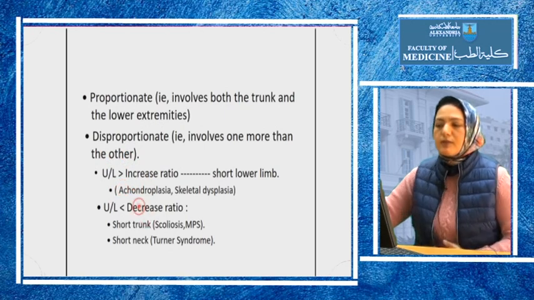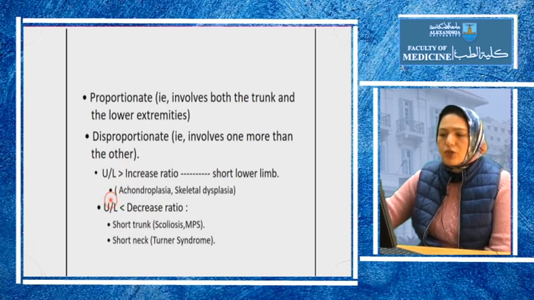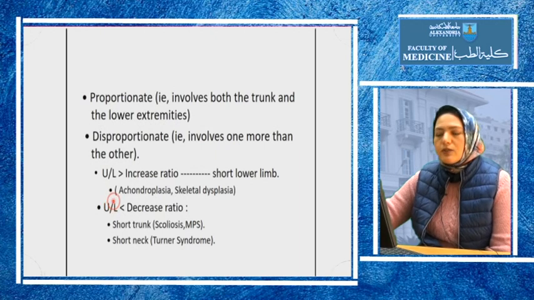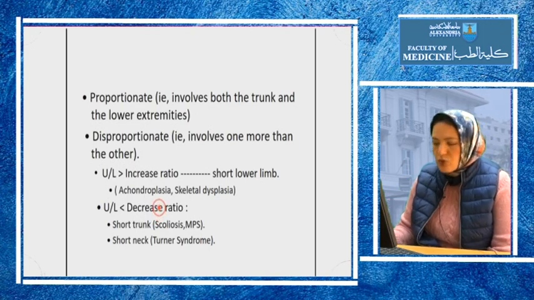On the other hand, some patients may have decreased ratio, where there is affection of the trunk more than the limbs, and this happens in cases of short trunk in children or patients suffering from scoliosis or mucopolysaccharidosis, or in patients with Turner syndrome, because patients with Turner syndrome have a short neck, so the trunk is affected, and the upper segment will be affected more than the lower segment, leading to decreased ratio and the presence of disproportionate short stature.